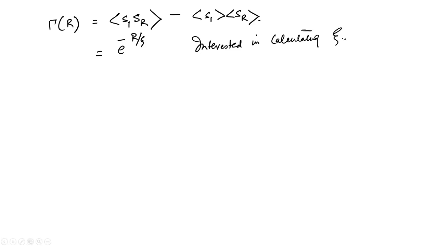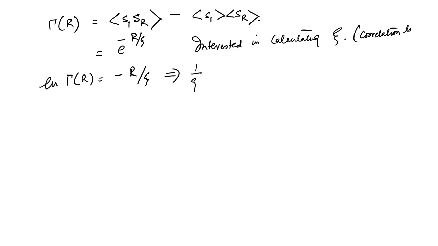Okay, so that is the whole idea, and it is easy to see that if I take the log of this, this is equal to minus R over xi, that gives you that 1 over xi, which is called the correlation length, we will write that. So this is the correlation length, simply stated, the distance over which the spins are correlated. So this is equal to minus 1 over R log of this thing, and we know that this is equal to gamma R given in the top line, okay.